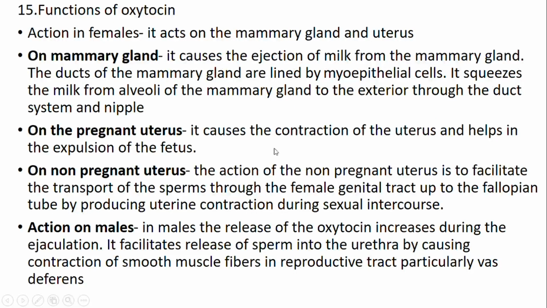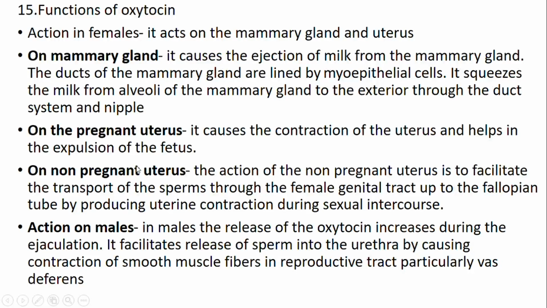Functions of oxytocin. Action on females. The main action is on mammary glands and uterus. On mammary glands, it causes the ejection of milk from the mammary ducts of the mammary gland lined by myoepithelial cells. It squeezes the milk from the alveoli of the mammary gland to the exterior through the duct system and nipple. On pregnant uterus, it causes contraction of the uterus and helps with the expulsion of the fetus.